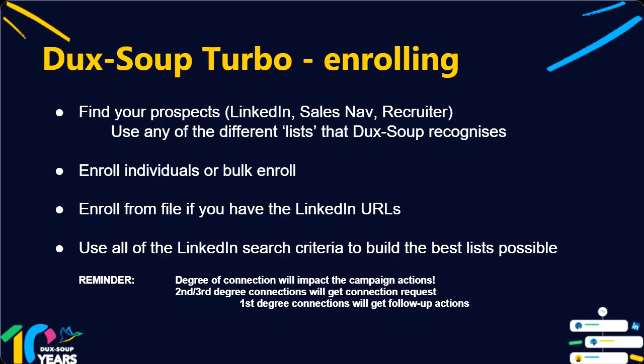We can go down line by line and choose who goes in there. And we can also enroll if we have our own data, and we'll show you that in a minute. If you've got a file of LinkedIn URLs, you can enroll those people into campaigns as well. We'll show you that in a moment. But basically, use as many of the LinkedIn search criteria to build the best possible lists that you can. It's really important that you do that, because you want your profiles to match your campaign content. If those two aren't coming together, then the magic won't happen, unfortunately. So that's something to consider there as well.